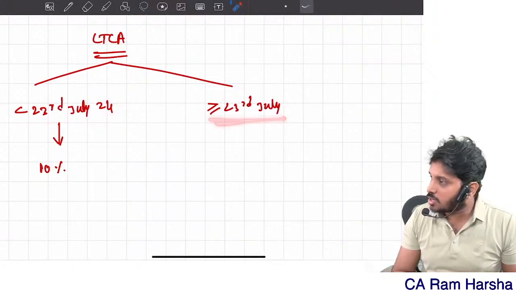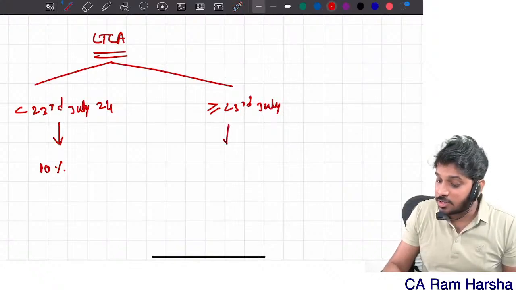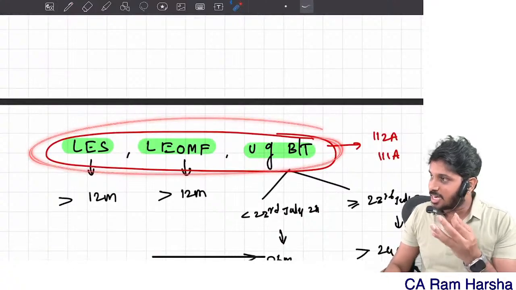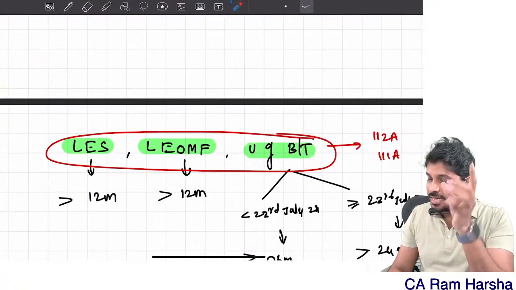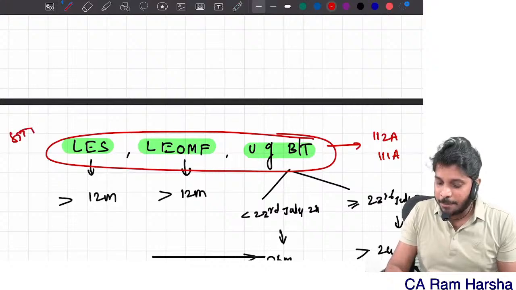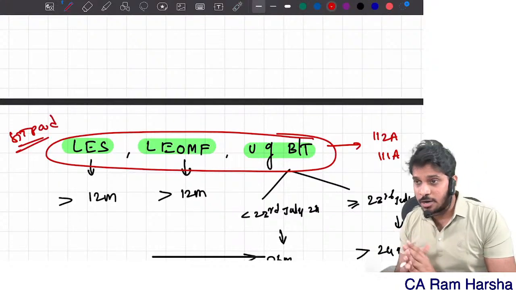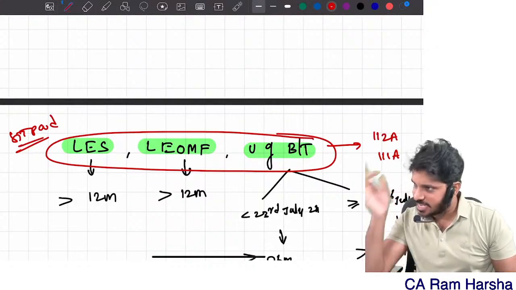Or I sold on or after 23rd July, sir. On or after 23rd July you sold? Which one did you sell, by the way? Sir, I sold these three: either listed equity shares, listed equity oriented mutual funds, or units of business trust, with STT paid, sir. STT paid, what do you mean by STT paid? I'll discuss that a little while later. STT paid at the time of sale, sir.